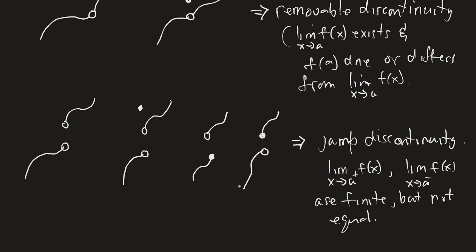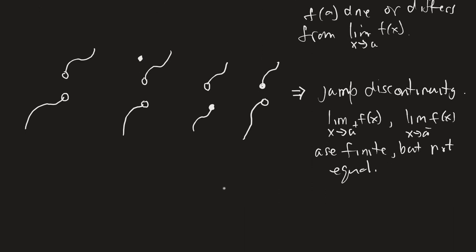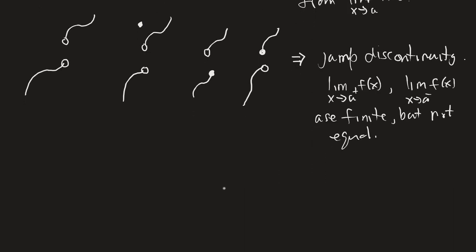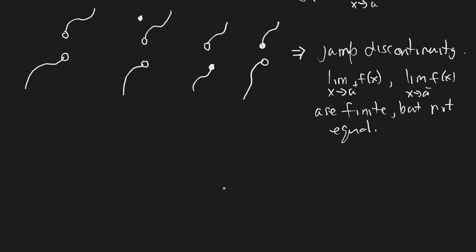Now, there's another type of discontinuity. Like I said, there are three of them, and this one is glaringly obvious. Right? You can see it a mile away, even if you don't have good vision. So what does it look like? These are the ones where you have the vertical asymptotes. So I'll draw maybe three of these.